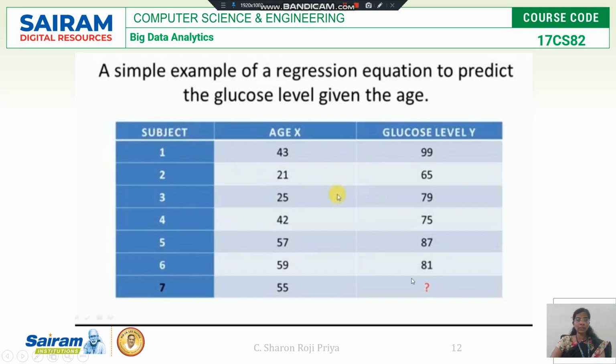So first 6 instances are there, right? Using these 6 instances, I have to predict the relationship between this independent variable and dependent variable. After predicting this, you can find the glucose level for the given age 55.